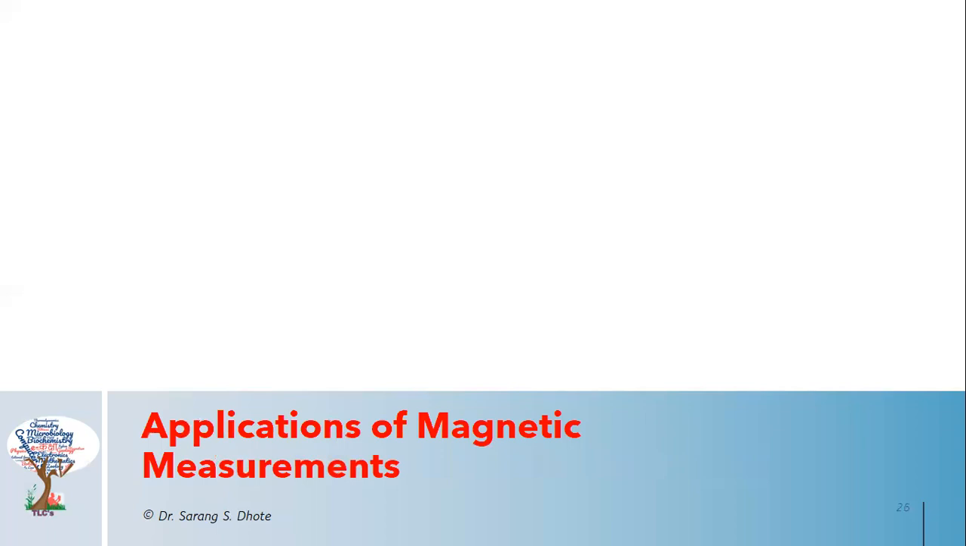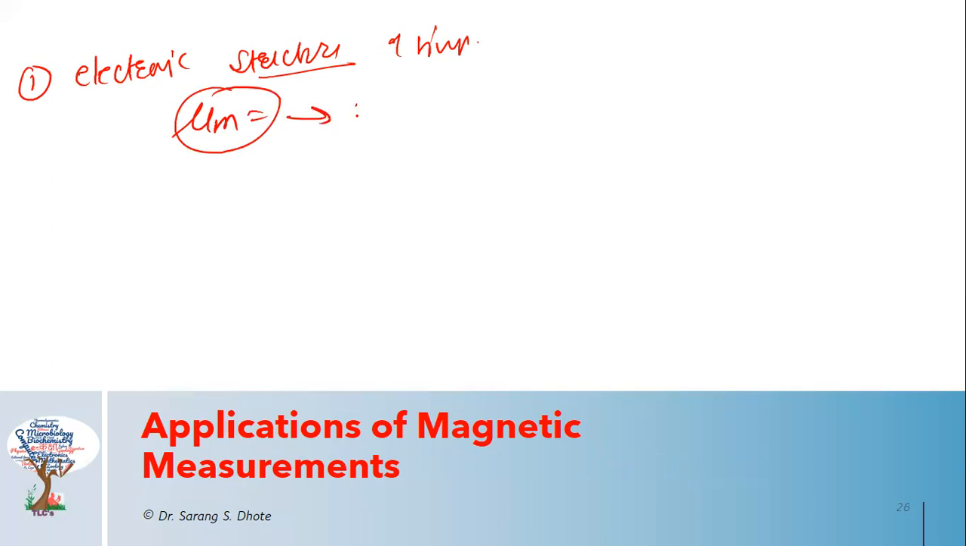Next one is, what is the applications of a magnetic moment? The first one is by using this magnetic moment we can determine the electronic structure of the simple molecules. If suppose mu n की value is known, then we can calculate the number of unpaired electrons.